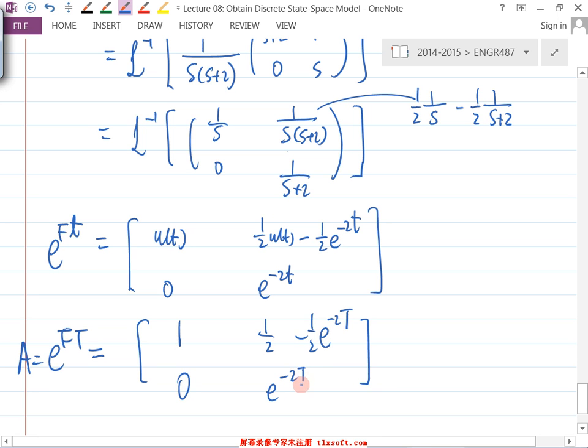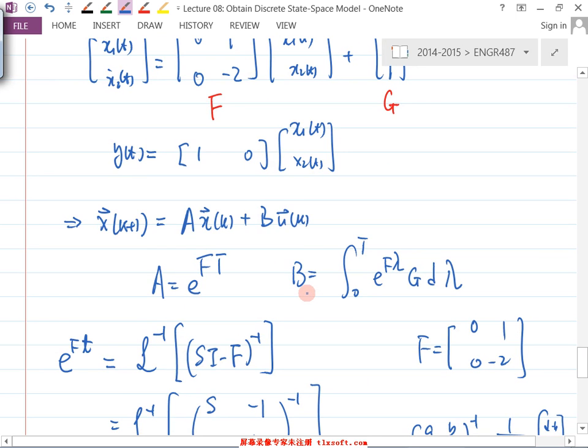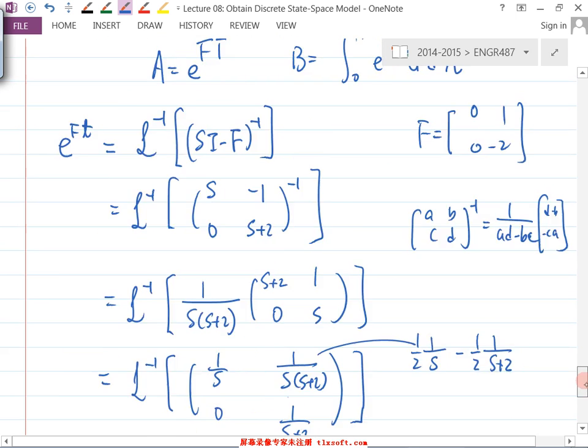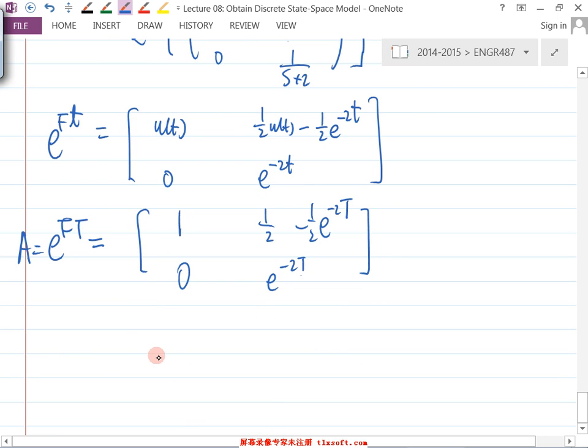Then you get the number here by substituting T equal to 1. Is that good? So every step is clear, right? Now time to deal with the B. The B, we still start with this e to the F t here. We replace the small t with lambda. So let's look at the B here.